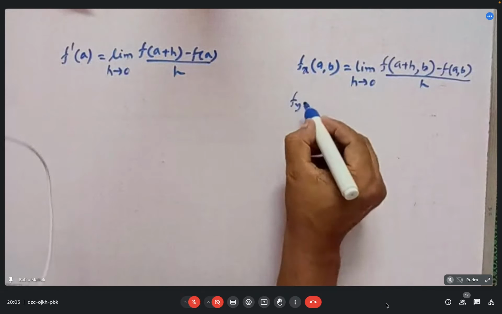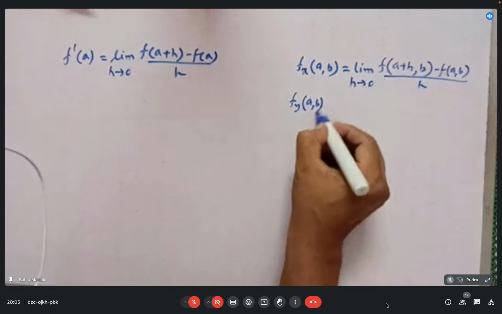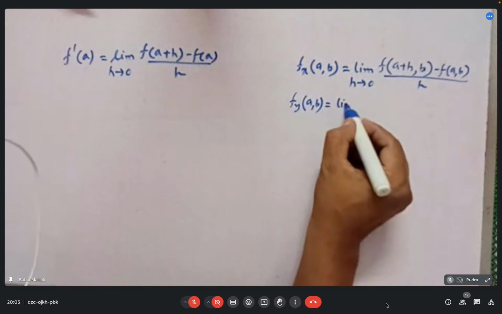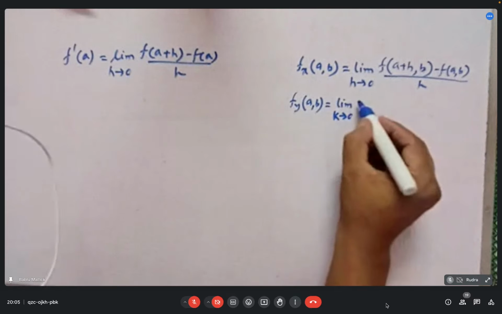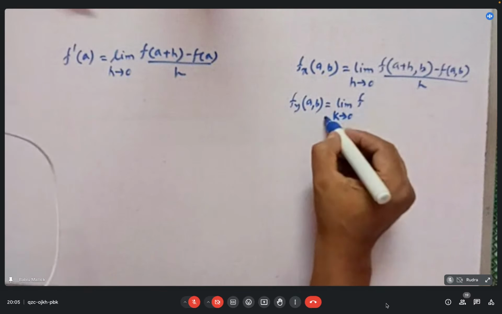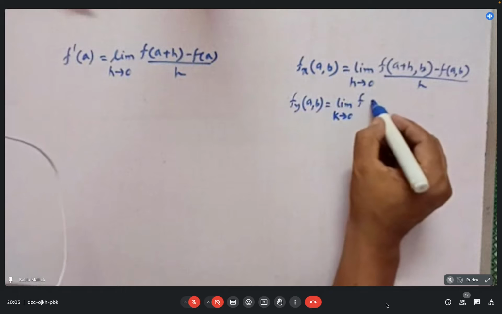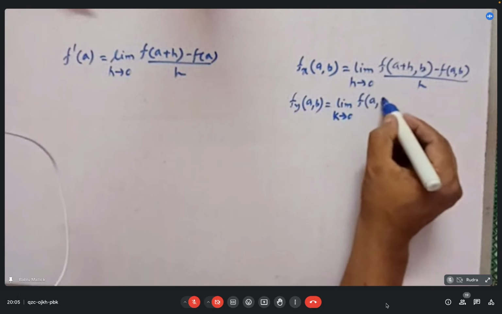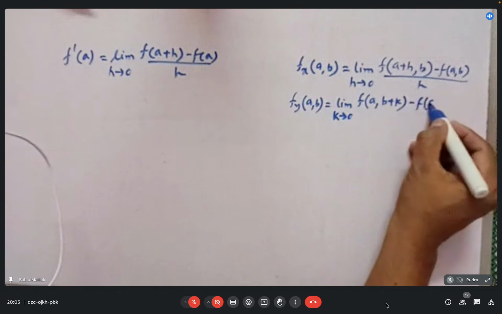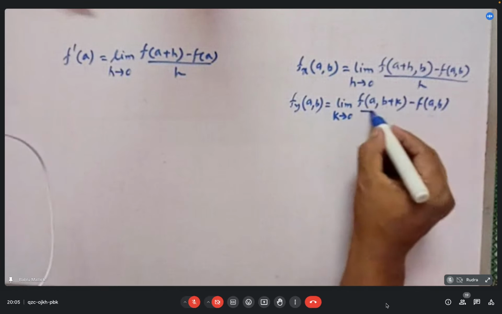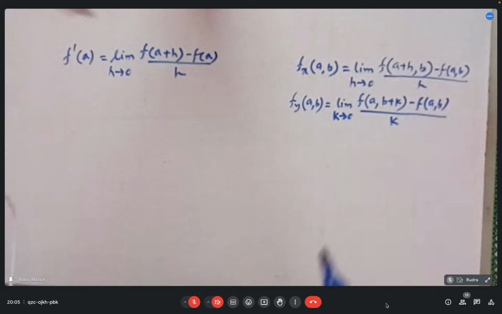Similarly, fy at a comma b, it is limit k tends to 0. We shall consider increment in y component. So it is f of a comma b plus k minus f of a comma b divided by k.